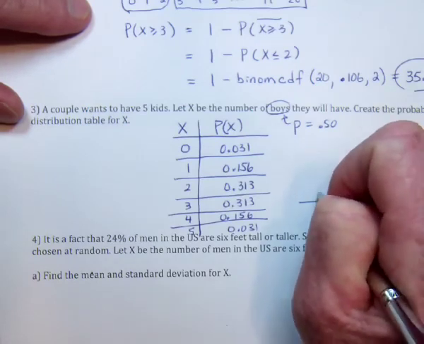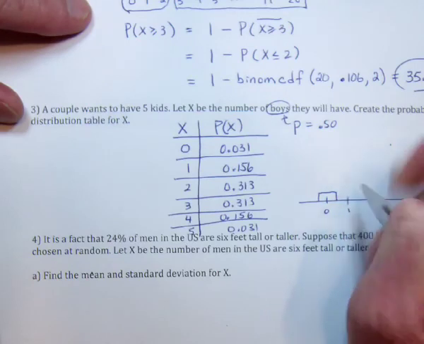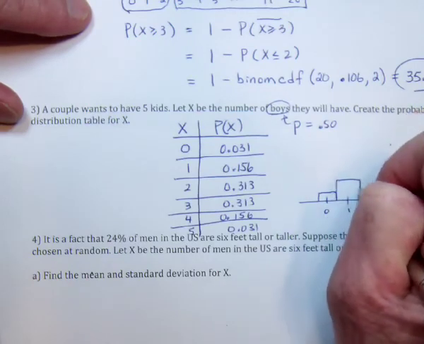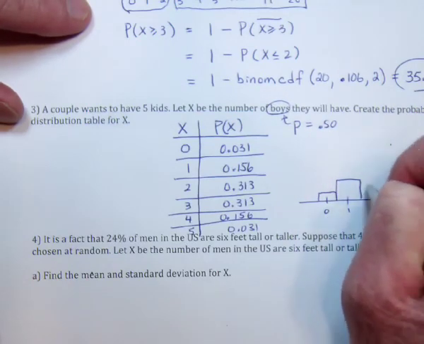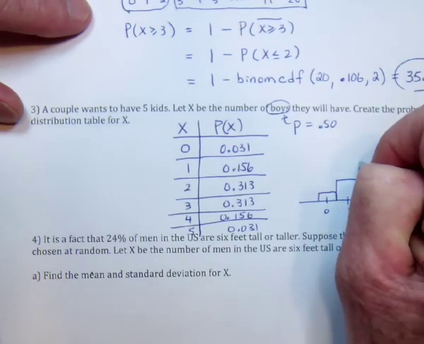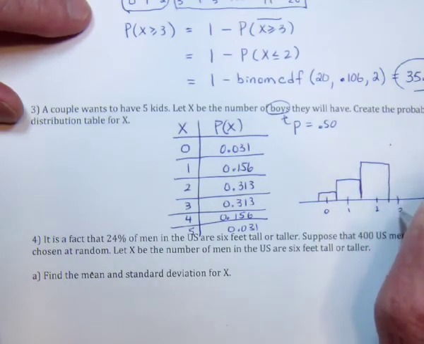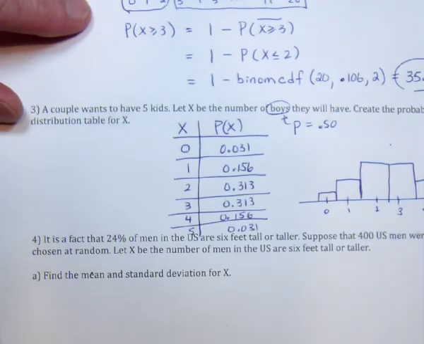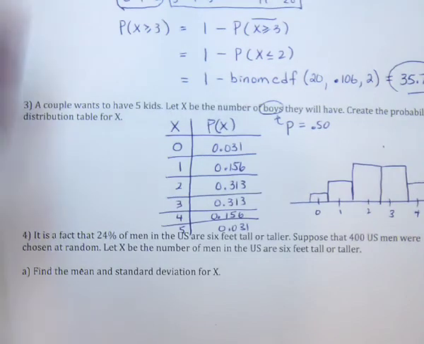Because when you've got 0, that would be a small probability. When you've got 1, it's 0.156. When you've got 2, it goes up to 0.313. When you've got 3, it's still the same. And then on the other side, it's symmetric. And so it makes a normal distribution or a bell-shaped curve.